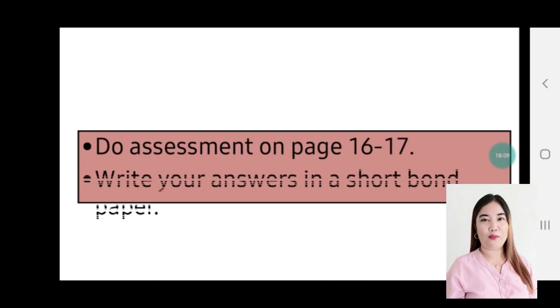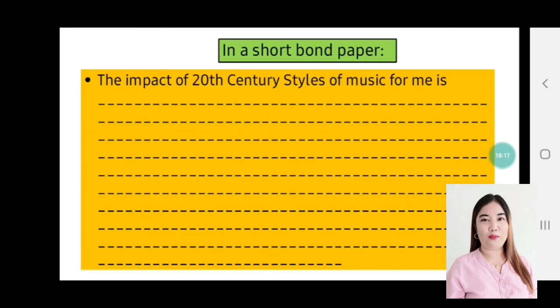Okay. For the assessment, you have to do the assessment on page 16 to 17 and write your answers in a short bond paper. Last, sa likod nitong assessment, you will be given the chance to state your idea about the impacts of the 20th century styles of music for you.